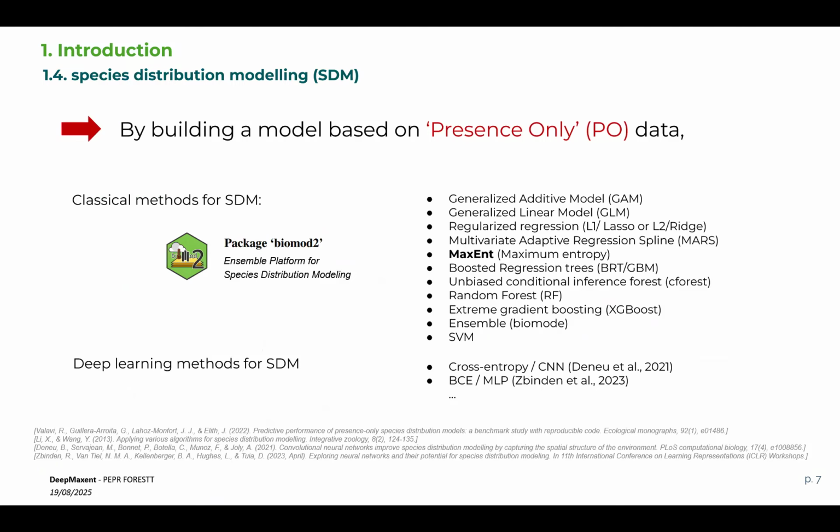For presence-only data, classical SDM methods are well established, with Maxent being one of the most widely used approaches. More recently, deep learning methods have started to emerge, typically relying on cross-entropy or binary cross-entropy losses, combined with architectures such as MLPs or CNN.